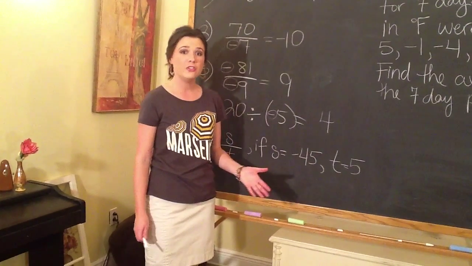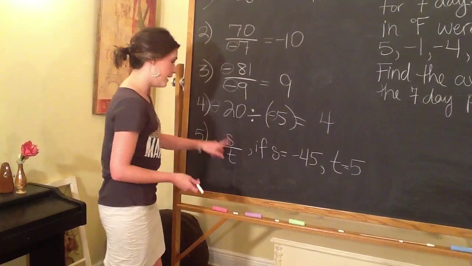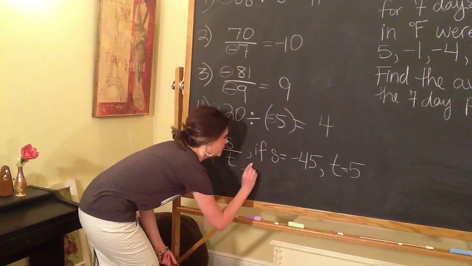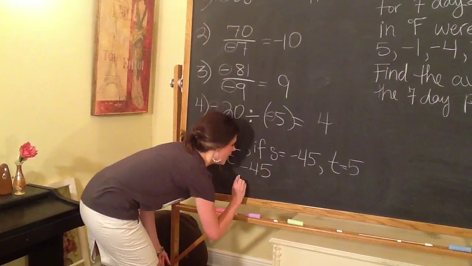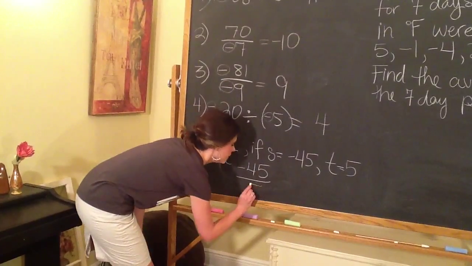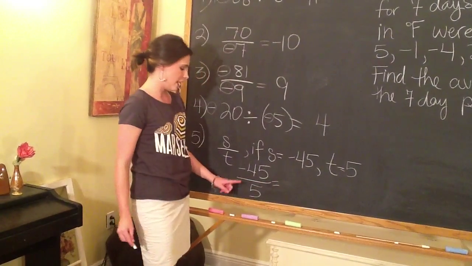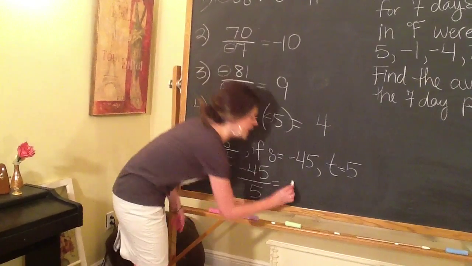So the first step we need to do is go ahead and plug in the numbers for our variables. Since s is equal to negative 45, I'm going to put it on top: negative 45 divided by what t is, and t is equal to 5. So now we can go ahead and solve it. If we have negative 45 divided by 5, we're going to get 9.